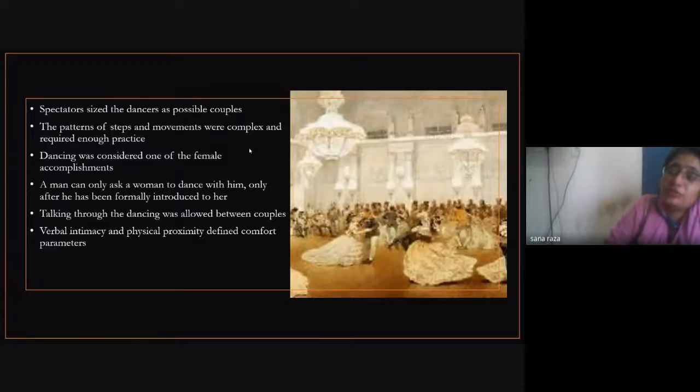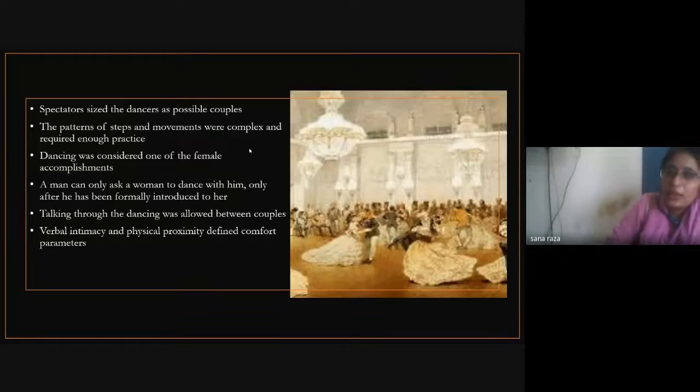A man could ask a woman to dance with him only after he had been formally introduced to her. So that's why introduction was important. Men and women were introduced to each other and then they could ask each other. No stranger could approach you. Talking while dancing was allowed between couples. So they made ample use of conversations during the dance so as to understand each other better. Verbal intimacy and physical proximity define comfort parameters. So this is how the next step, marriage, was to be decided.